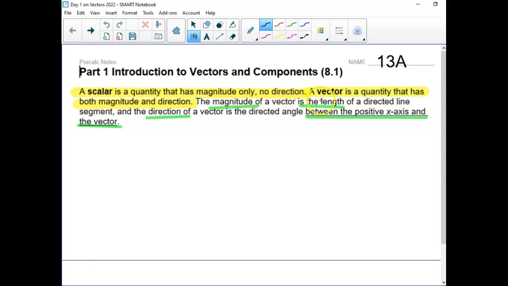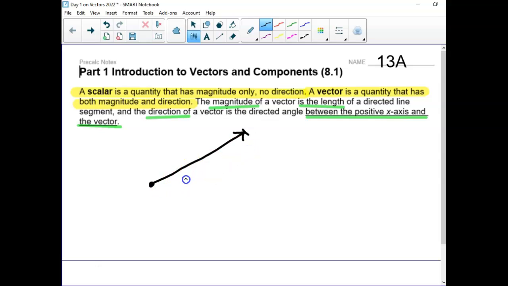The magnitude of a vector is the length of a directed line segment, and the direction of a vector is the directed angle between the positive x-axis and the vector. That's a lot of words, okay? A vector is drawn like a ray. Sometimes they'll put a little segment at the end to show that it actually ends. It doesn't keep going, but the arrow shows the direction.